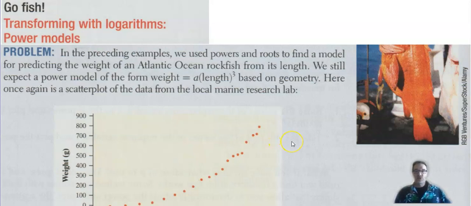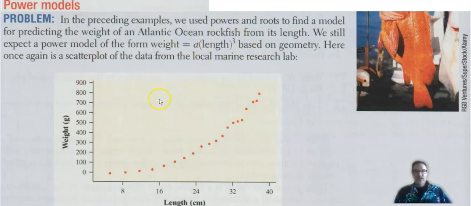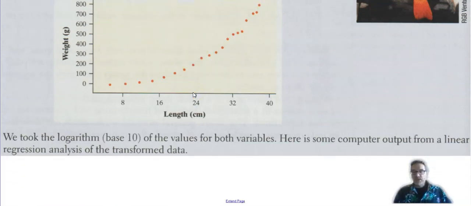Let's look back at our Atlantic Ocean rockfish problem. In our last examples, we used powers and roots to find a model predicting the weight of my Atlantic Ocean rockfish from its length. We still expect a power model of the form y equals a times x cubed. Remember that? Predicted weight is a times the length of the fish cubed. And then here is the scatter plot of the original data. So we can see this is a nonlinear form. And in the last video, when we did this, it made a more linear scatter plot.